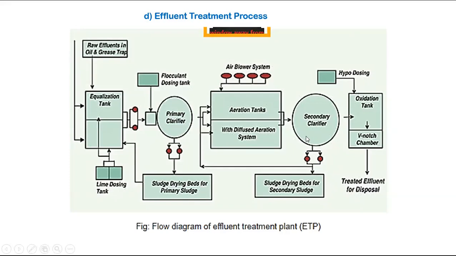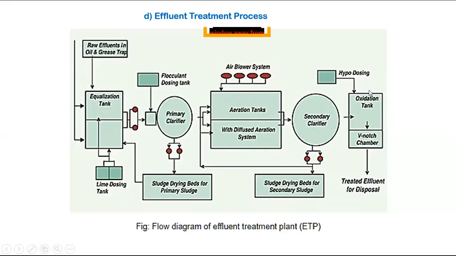After that, after the aeration tank, we are providing a secondary clarifier. For the secondary clarifier also, we have provided one sludge drying bed for drying the sludge. After drying the sludge, it will go for disposal with a lorry. From the secondary clarifier, the clear water will go into the oxidation tank.